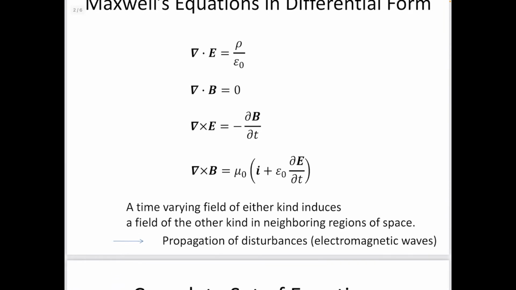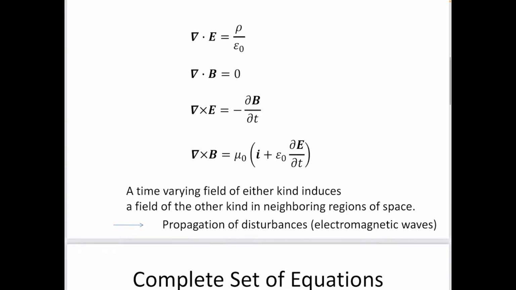The next one is del cross E. You can express the curl of E as equal to minus the partial derivative of B with respect to t. This is Faraday's law. The last one is the curl of B, del cross B, equal to mu sub 0 times J plus epsilon sub 0 partial E partial t. This is the new Ampere's law. The last term corresponds to the displacement current.